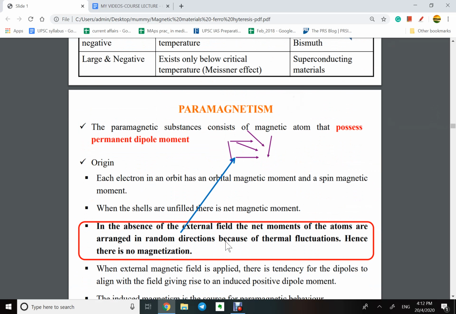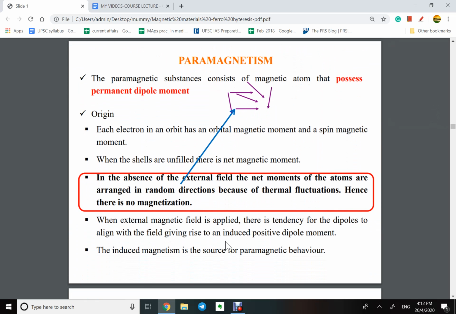Next we will go to the next type of magnetic material, paramagnetic material. Paramagnetic material has a permanent dipole moment. That is, if we take a paramagnetic atom, there is a resultant magnetic moment. In a diamagnetic atom, there is no resultant magnetic moment. In a paramagnetic atom, there is a resultant magnetic moment.